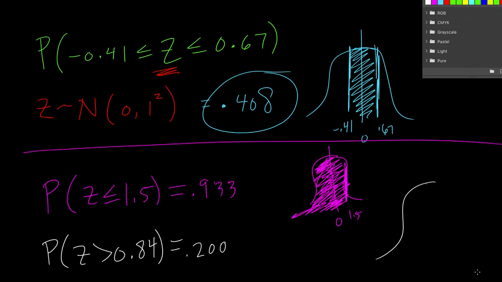Once again, we have this centered at 0. 0.84 is right there. And then we shade everything above that, and that's about 0.2.